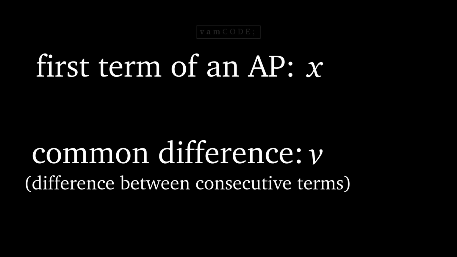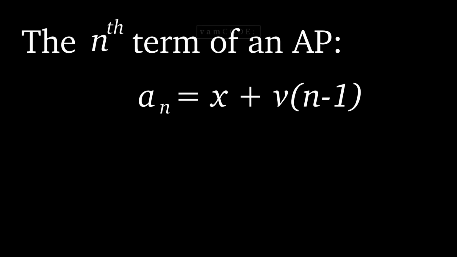And to find the nth term of the progression, which is some term in the future, all you have to do is use this formula: X plus V multiplied by N minus 1, or X plus Vn minus V if you expand the brackets. So how are we going to use this formula for this problem?